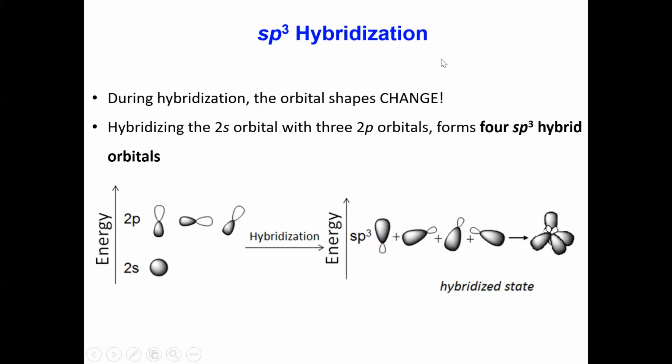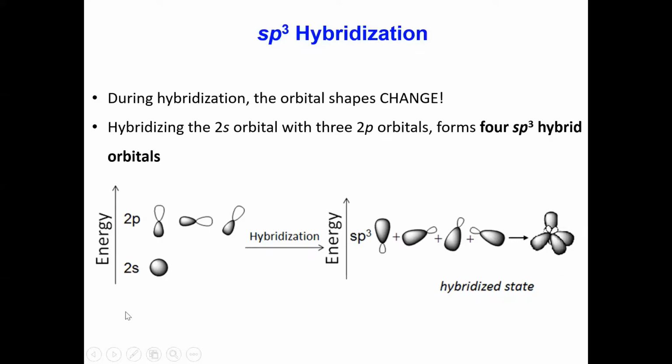Okay, first we'll learn about the sp3 hybridization. During hybridization, the orbital shape changes. Hybridizing the 2s orbital with the 3 2p orbitals will form 4 sp3 hybrid orbitals. Okay, look at here. We have 1 2s orbital and 3 2p orbitals. When they mix together or go through hybridization, they will form a total of 4: 1, 2, 3, 4 sp3 hybridized orbitals, or sp3 hybrid orbitals.